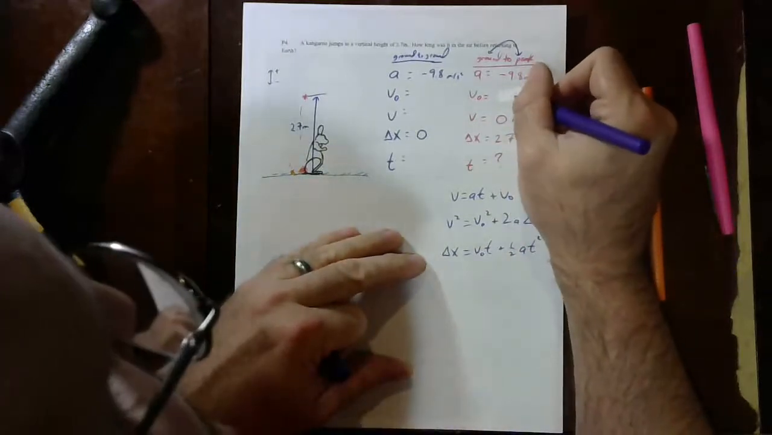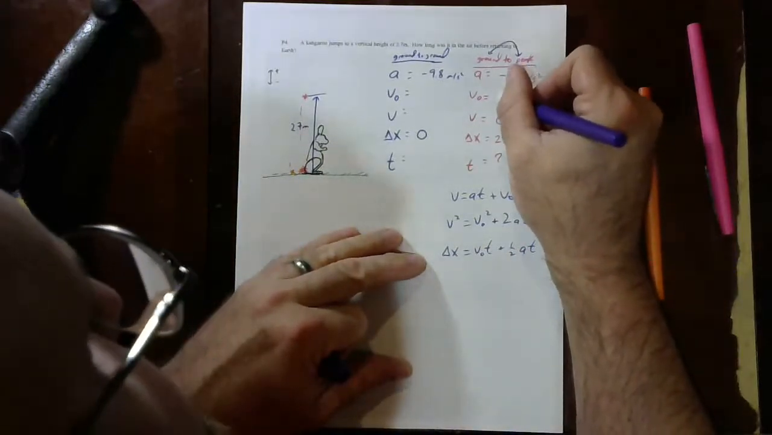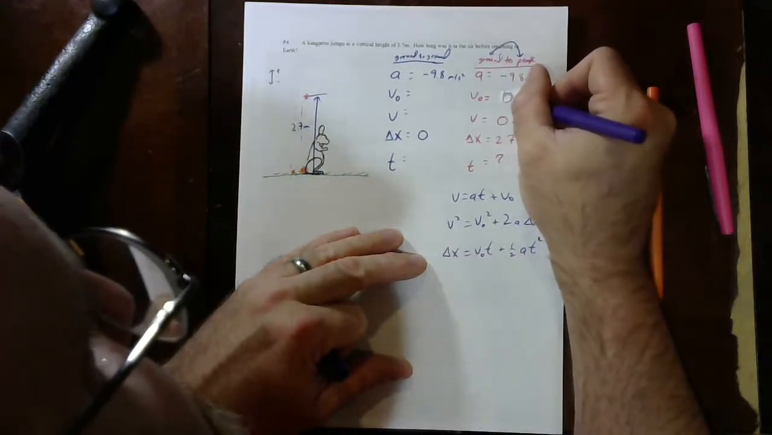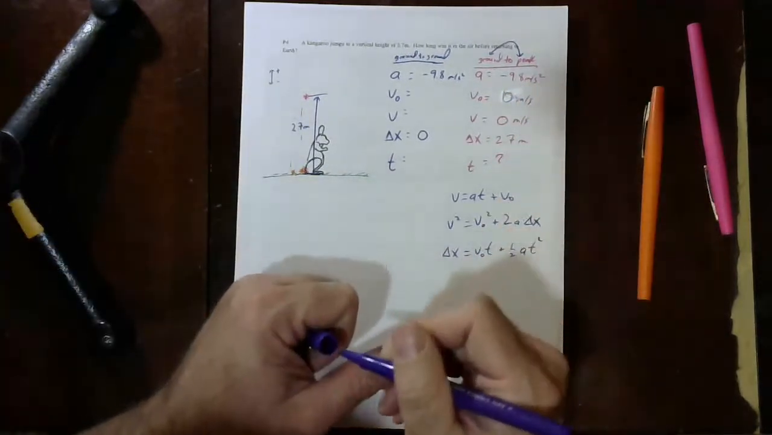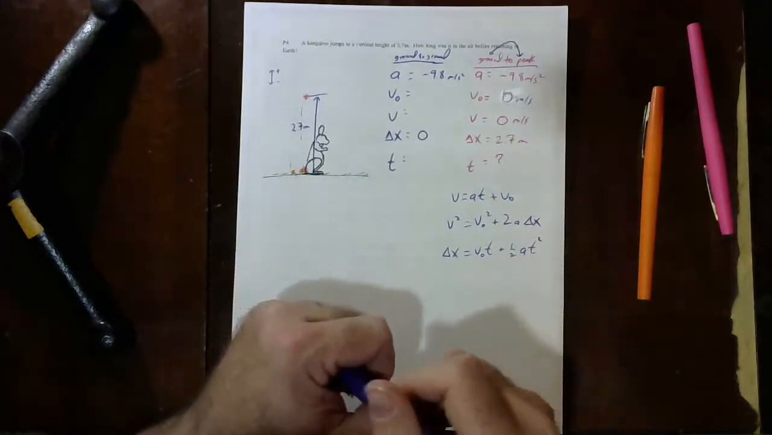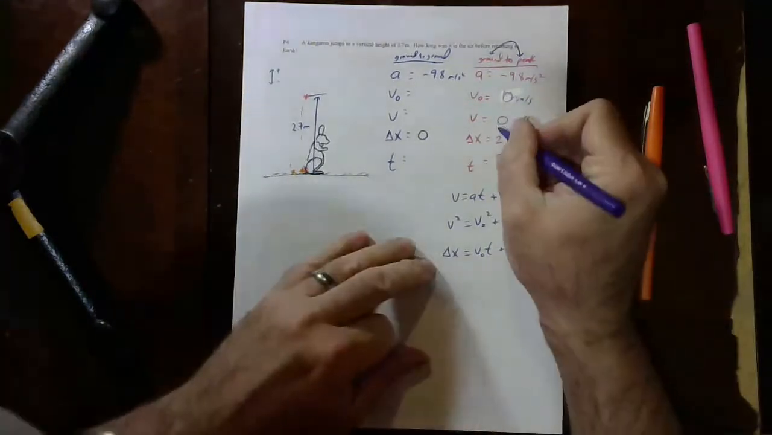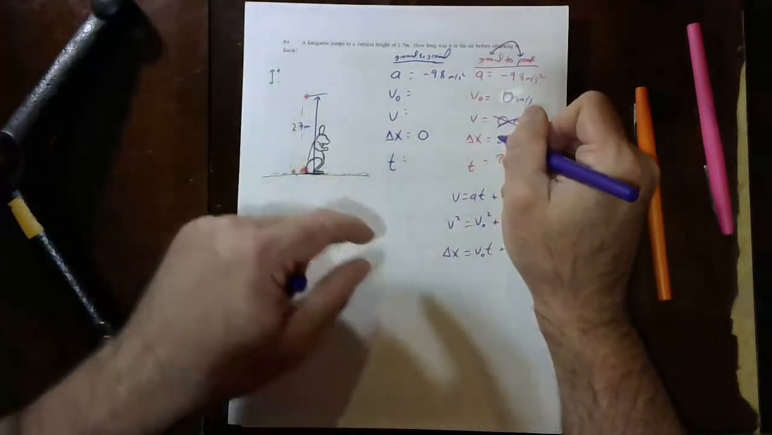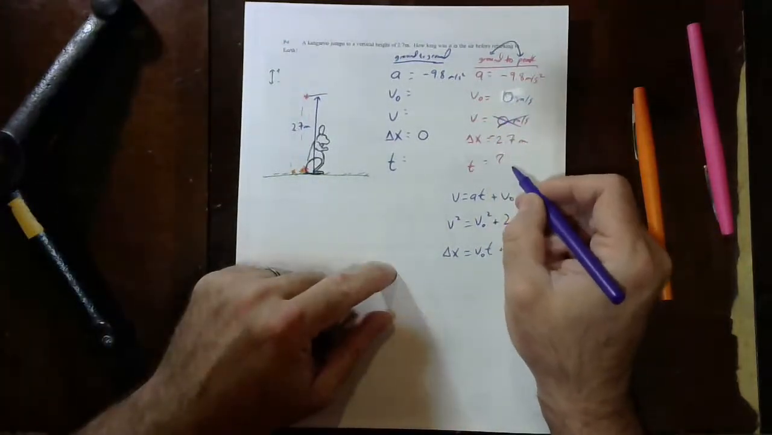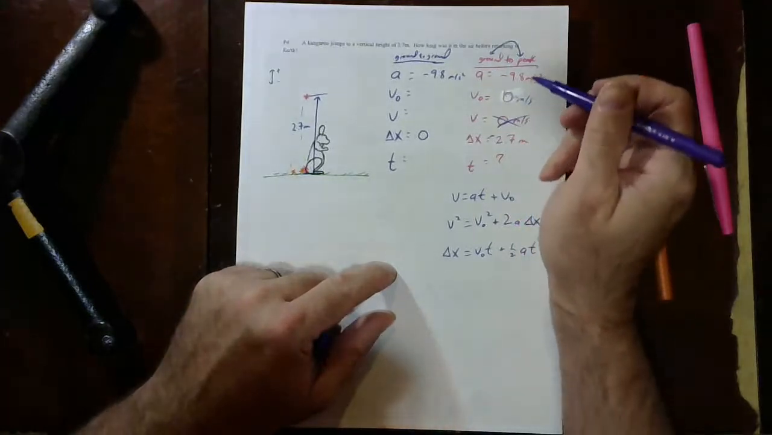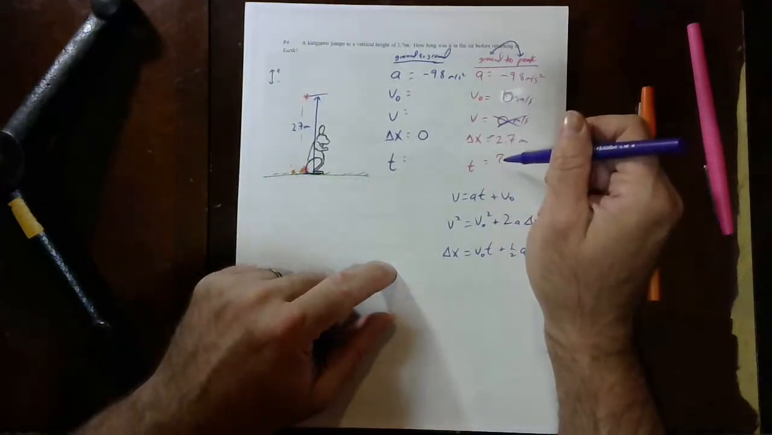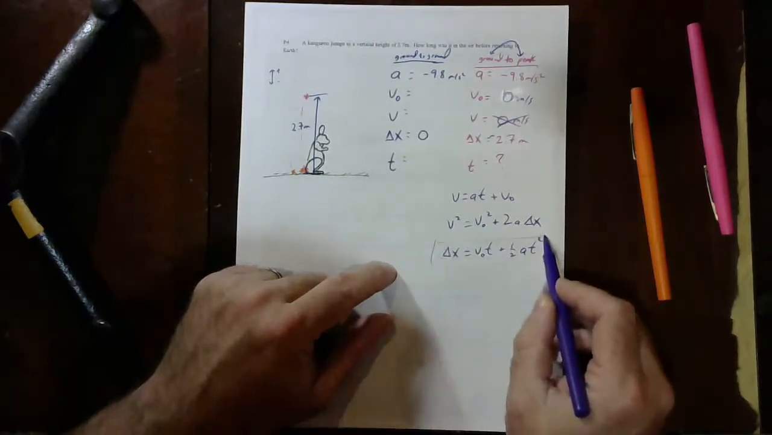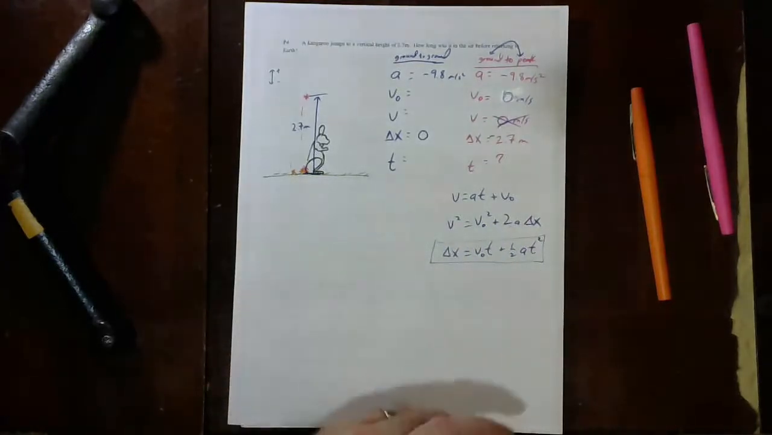So the V naught is going to be 0. See, I was right the first time. The V naught is going to be 0. The final velocity as he hits the ground, we don't know that one. The delta X is going to be, now we're going down, negative 2.7 meters. And the time's what we're going to find. So now I have A, V naught, delta X, and T. I want the formula that doesn't have V. That will be this one. This one will now work swimmingly. And so that's the one we're going to use.